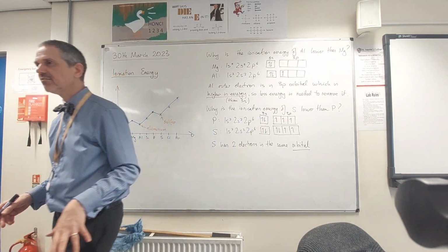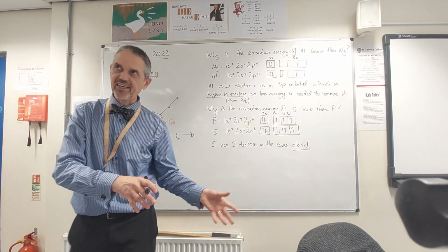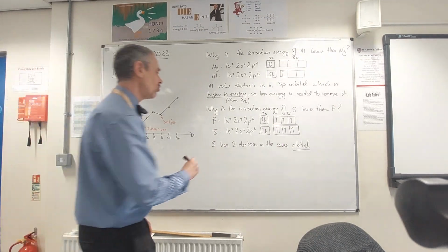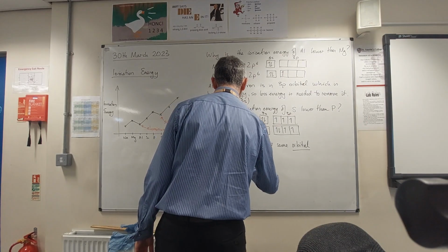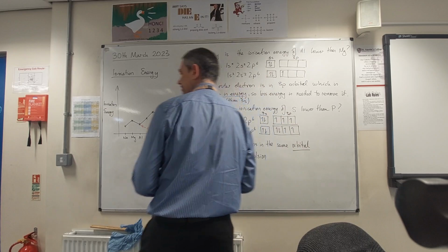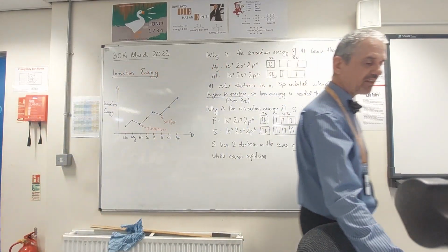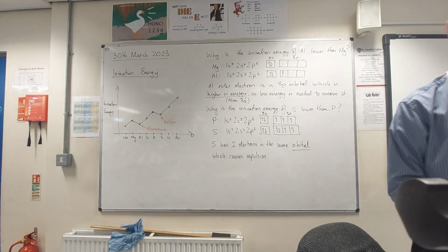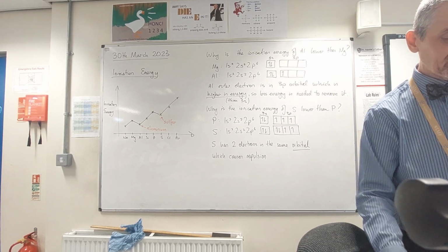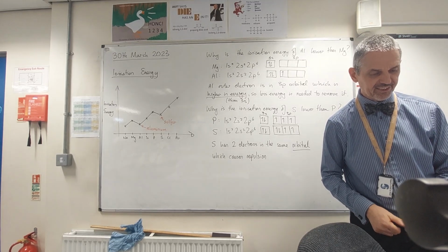3p is a subshell. The shell is 3, we're in the 3rd shell. 3p is a subshell, 3s is a subshell. But each box is an orbital. So 2 electrons in the same orbital causes repulsion. In other words, the 2 electrons kind of reject one another, and they're very keen to get rid of the other ones. So when the energy comes along, it takes a bit less energy to get that electron out.